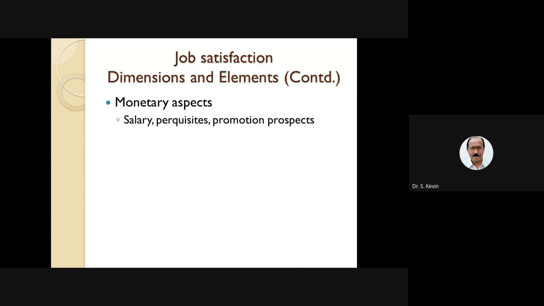Grievance redressal, another dimension of job satisfaction. Supposing you have a grievance, can you redress that? What is the mechanism? Only then you will be satisfied. If there is no mechanism for redressing your grievance, you will not be satisfied. So is it available? Is it effective? Is it fair and just, that redressal system? So the availability, effectiveness, fairness, those are the elements of grievance redressal, which is a dimension of job satisfaction.